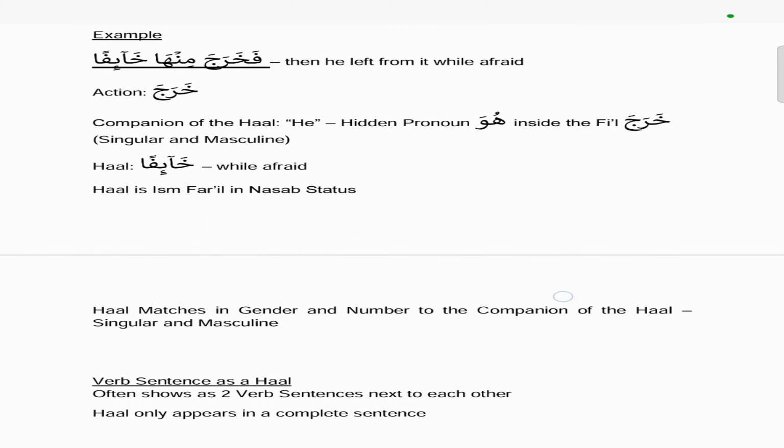So an example, we have فَخَرَجَ مِنْهَا خَائِفًا. The fa stands for "then": he left from it while afraid. The action is kharaja, to leave, he left. The companion of the Haal is he, which is the hidden pronoun huwa inside the fi'l kharaja. Because it's huwa, it's singular and masculine. And the Haal is khaifan, while afraid. So the Haal is an ism fa'il and it's in nasab status. You'll notice the Haal matches in gender and number to the companion of the Haal, because both are singular and masculine.